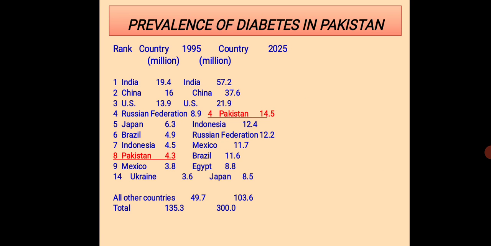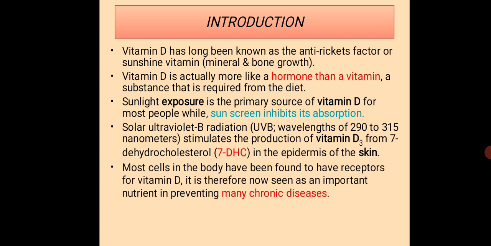So, prevalence of diabetes in Pakistan. In 1995, Pakistan was in 8th position, with a prevalence of 4.3. By 2025 it will be in 4th position after India, China and the US. 14.5 million people in Pakistan will have diabetes.